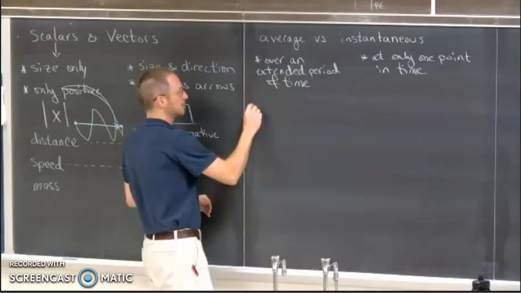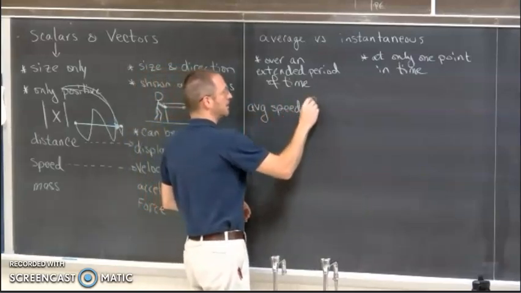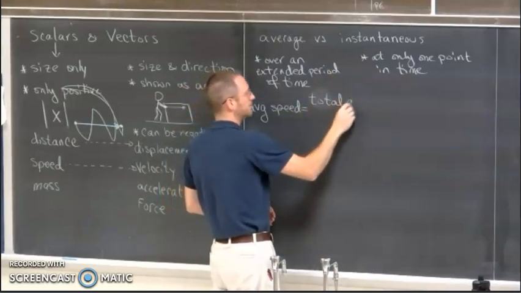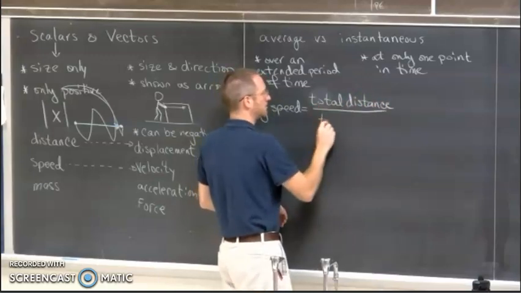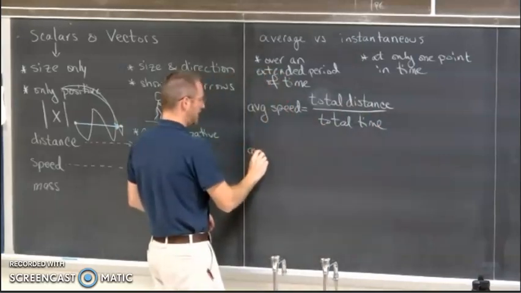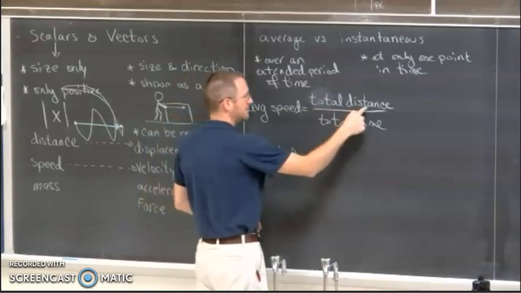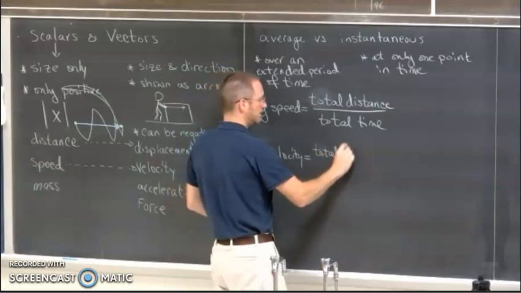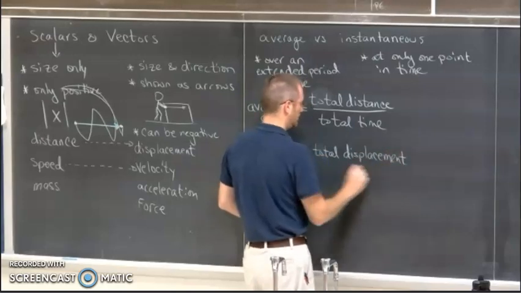And average speed, again, is going to come out of total distance over total time. But for the average velocity, we're going to change the distance to displacement. Total displacement over total time.